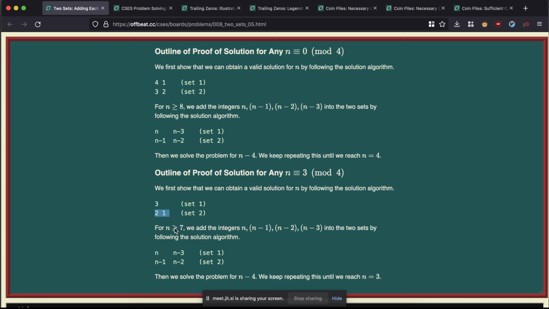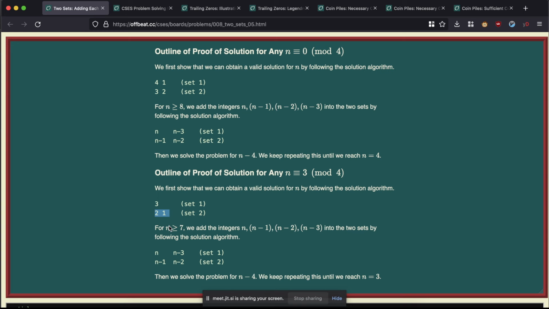Now for n greater than or equal to 7, because we are dealing with numbers of the form 4k plus 3, the next such number is 7. So for any n greater than or equal to 7, we add the integers n, n-1, n-2, n-3 into the two sets in this fashion, which is no different than what we did earlier. And then we solve the problem for n-4.